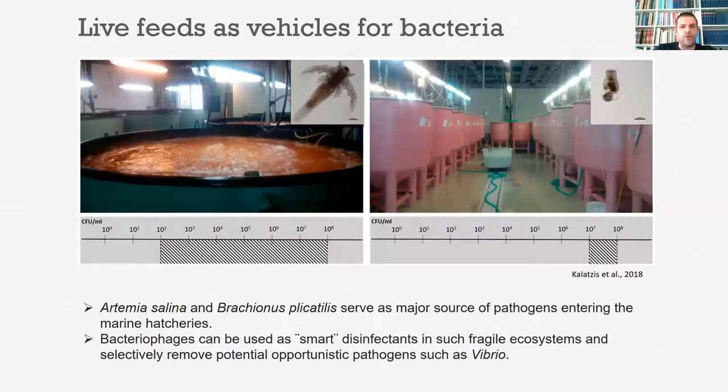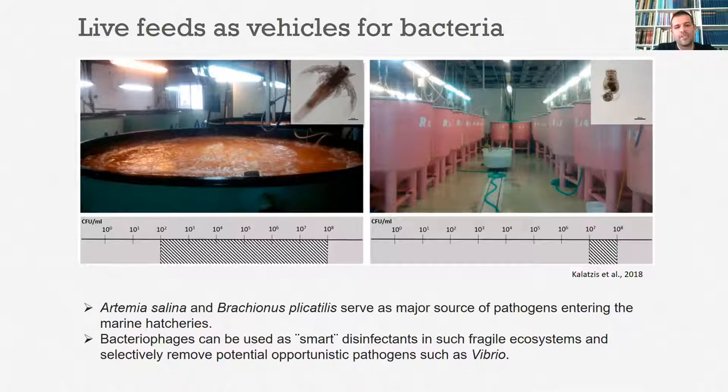So, a fair question here is, how did bacteria enter the hatchery in the first place? The companies, or the industry in general, have different systems of treating the water in order to avoid pathogens coming in with it into the hatcheries or such fragile ecosystems. The problem is that in these early stages of growth, live feeds are administered to the juvenile larvae, and when the live feed enters the system, it carries potential pathogens such as Vibrio, for example, in its gut, and they can survive all the treatments that are done to the water while entering the hatchery system.